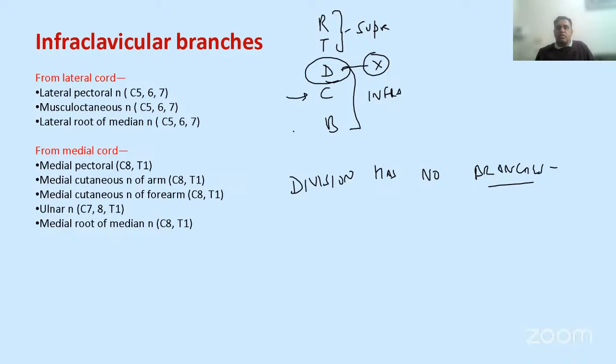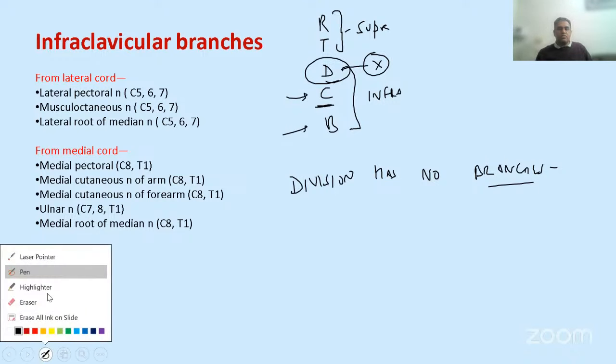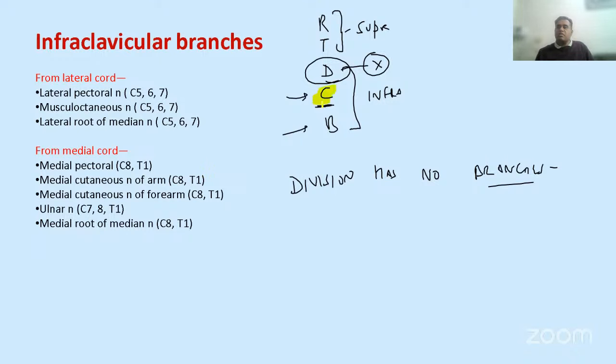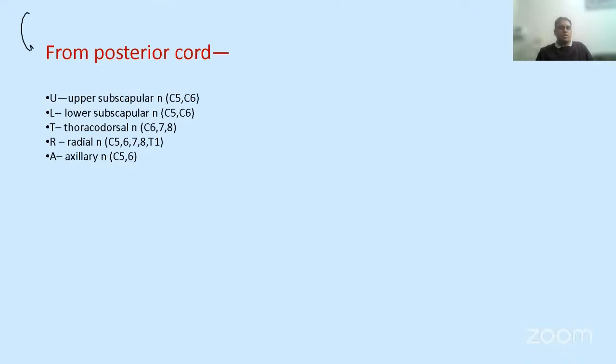So then we have the cords and the branches. These cords over here are the ones which are going to have branches. All these cord branches are infraclavicular branches. In another way, we can say that the infraclavicular branches are the branches from the cords. How many cords did we have? Lateral, medial, and posterior. We can see over here the branches from the lateral cord and medial cord, and the next slide will show us the branches from the posterior cord.